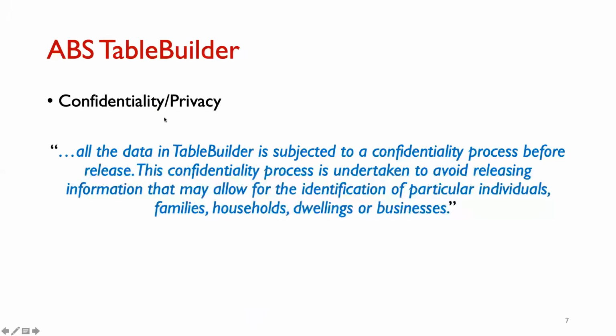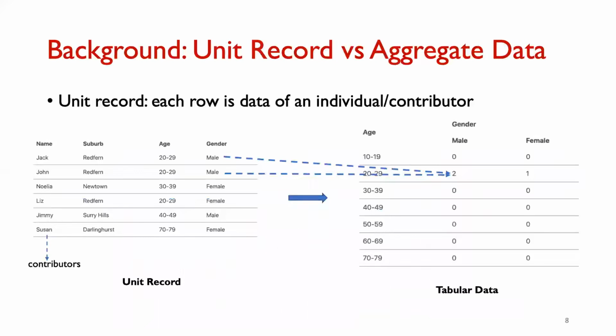So crucially, the privacy slash confidentiality provided by Table Builder is to ensure that the output does not lead to re-identification of individuals, etc., from the tables. So to explain the privacy provided by Table Builder, I'll go through a little bit of background.